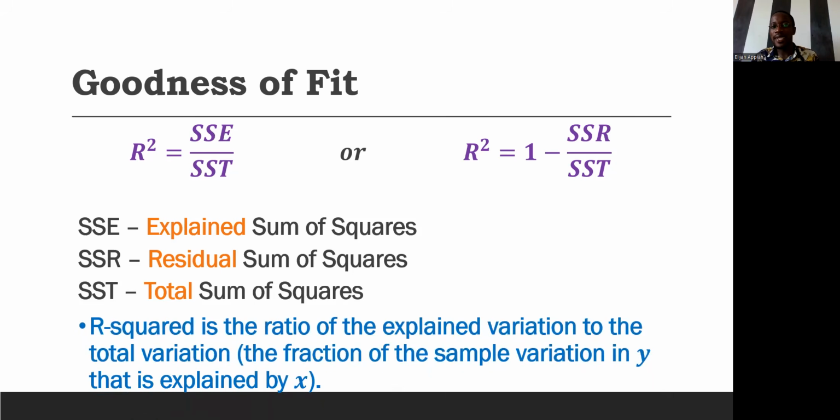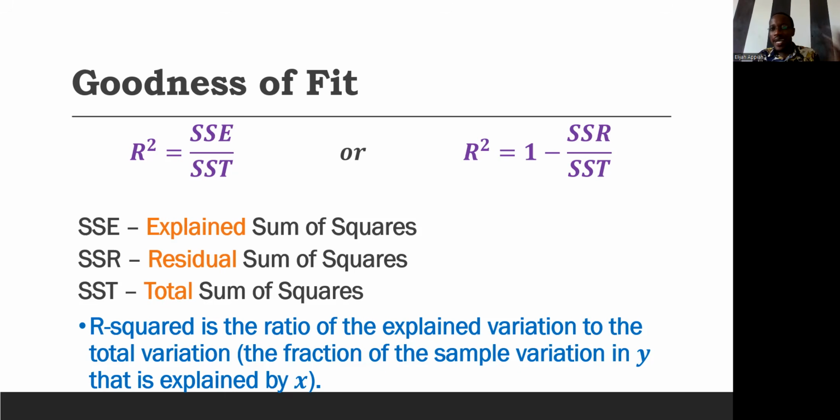So R squared is simply the ratio of the explained sum of squares to the total sum of squares, as in the first formula. Sum of squares is simply deviations. So we are saying R squared is the ratio of the explained variation to the total variation. That means the fraction of the sample variation in Y, the dependent variable, that is explained by variation in the independent variable.